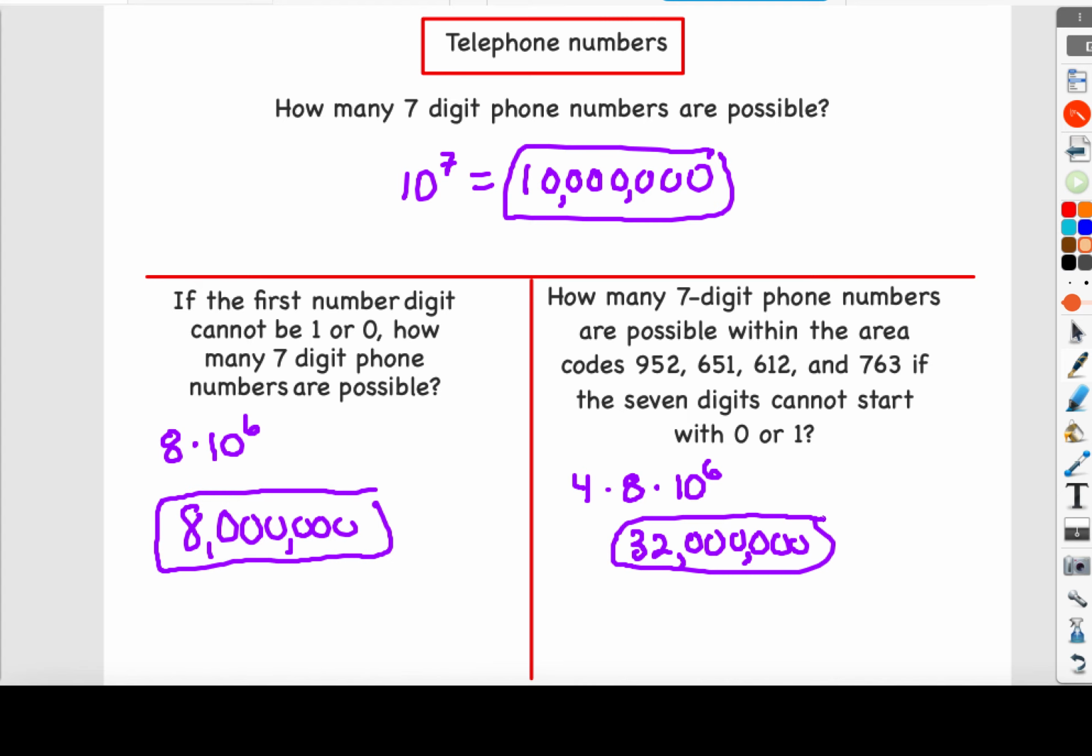But again, the idea is whatever that first event is, whatever that first idea is, we multiply the number of ways that can happen by the number of ways that any of those other things can happen. That's the fundamental counting principle.